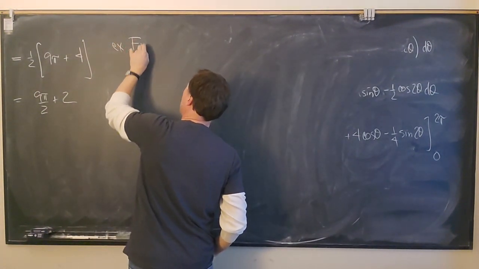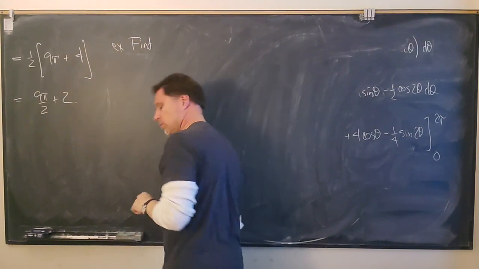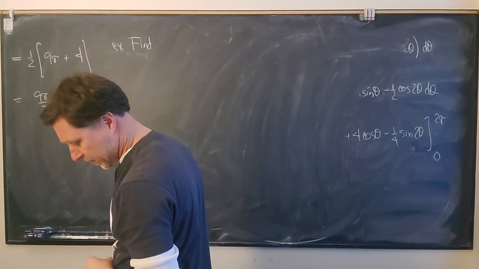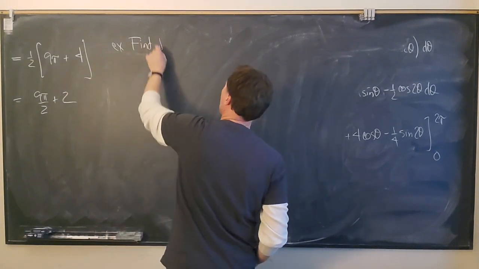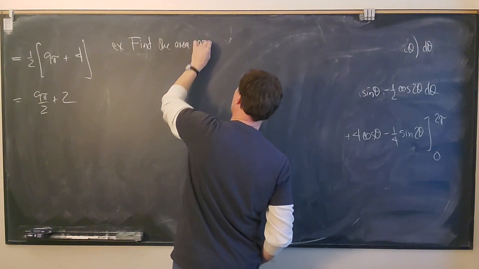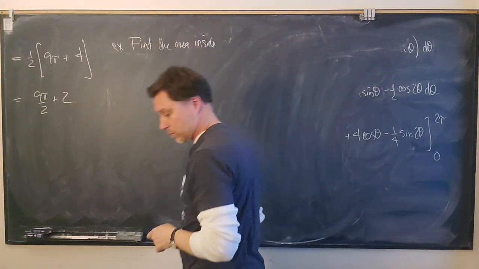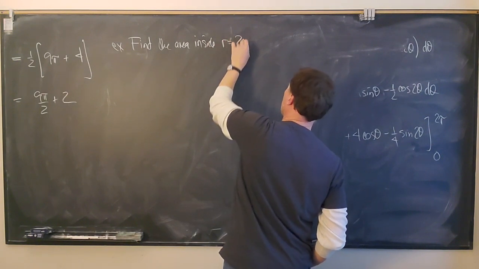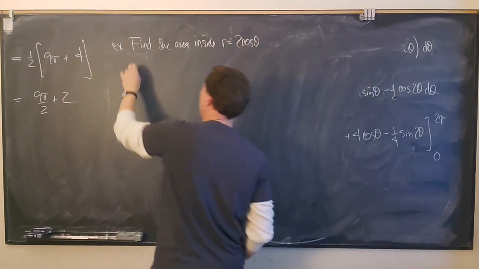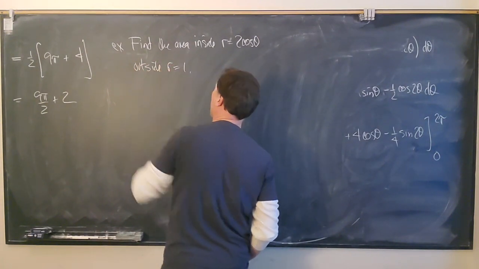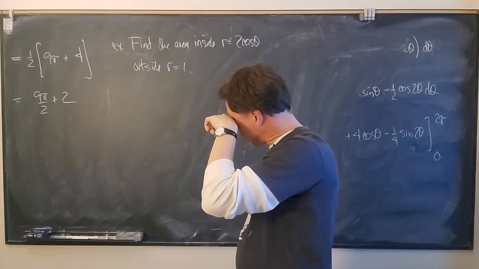And in these ones, I'm just going to set them up, and I'm going to assume that you'll know how to compute the integrals. So let's find the area inside r equals 2 cosine theta, outside r equals 1.